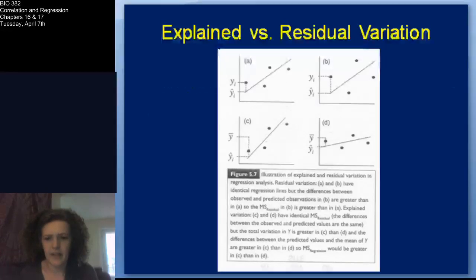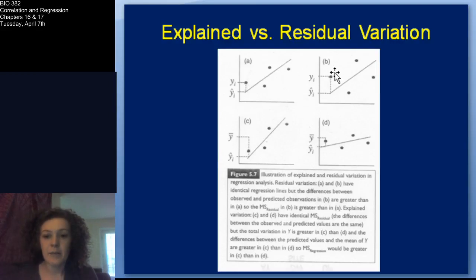Yeah, so it's fitting a line to minimize the residuals. And remember, I've taught you what a residual is, right? So if you have a regression line here, the residual is essentially how far these data points deviate from that line. Okay, so this is just showing you, this is from Quinn and Keogh, which is one of your optional books for this course. Okay, and it's showing you here, these two actually have identical regression lines. All right, but the differences between observed and predicted observations here are greater.